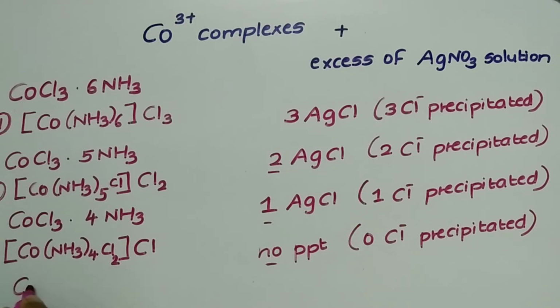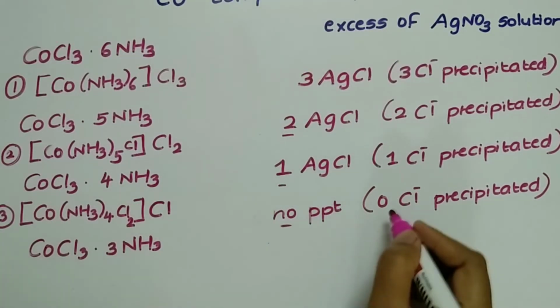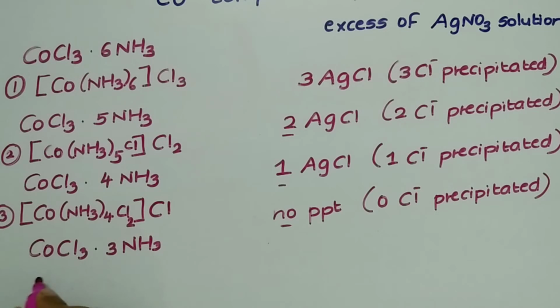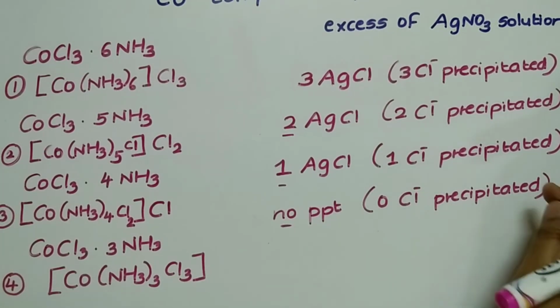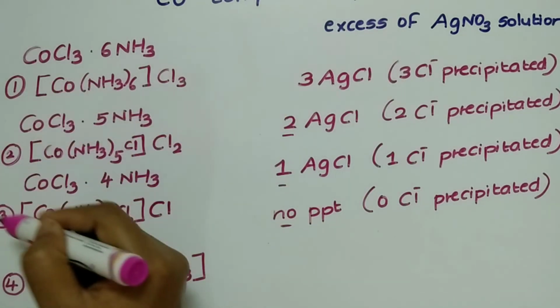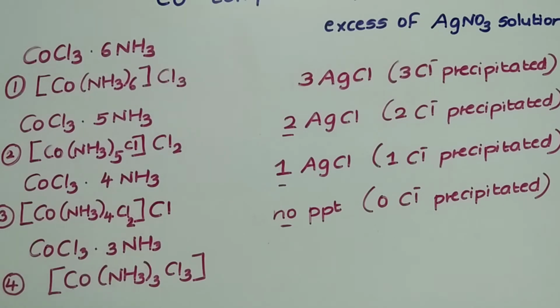The last complex he took is CoCl3, 3NH3. At that time 0 chloride ions were precipitated. So we will just write the complex as it is, Co(NH3)3Cl3, let Cl3 be inside, because there is no precipitate, right? Whatever precipitated, those ions will come outside as the counter ions. So 1, 2, 3, 4, what I have written, they were the new formulas for the coordination compounds as found by Werner.